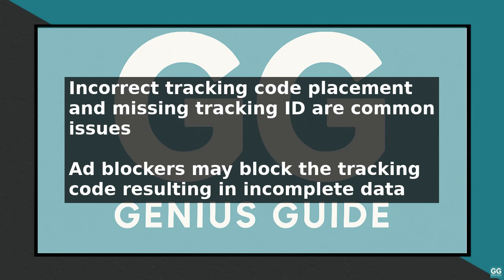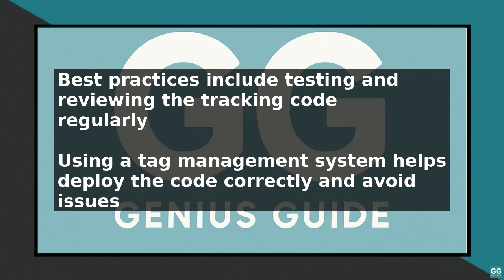Best practices for implementing tracking code. To avoid common issues with the tracking code, it is essential to follow best practices for implementation. This includes testing the tracking code to ensure it is working correctly, using a tag management system to deploy the code, and regularly reviewing Google Analytics data to identify any issues. By following these best practices, website owners can ensure accurate and complete data in Google Analytics.